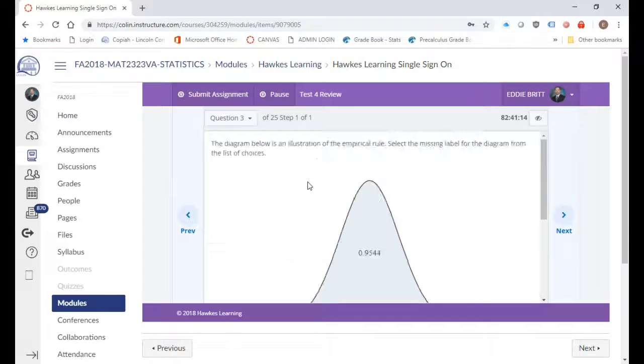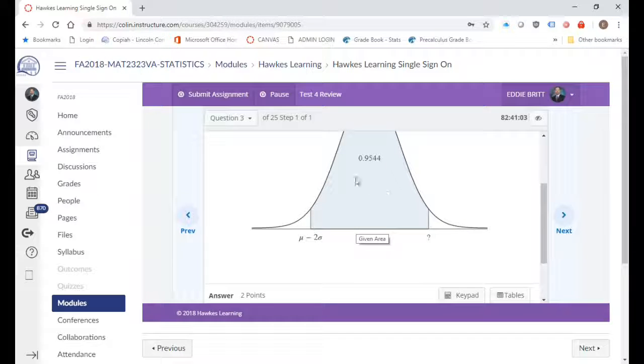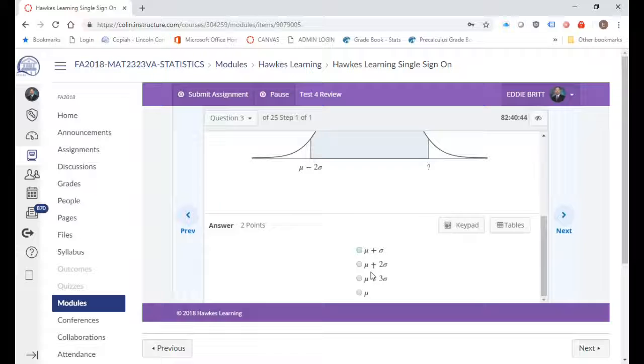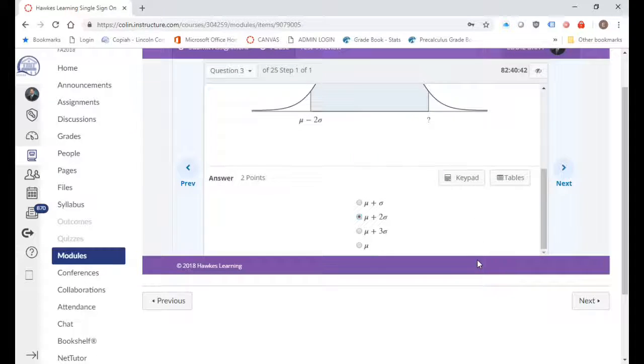The diagram below is an illustration of the empirical rule. Remember that? That was from a few sections back. Select the missing label for the diagram. All right, the empirical rule is always symmetrical. So if this is mu minus 2 times the standard deviation, this has to be mu plus 2 times the standard deviation because of symmetry.